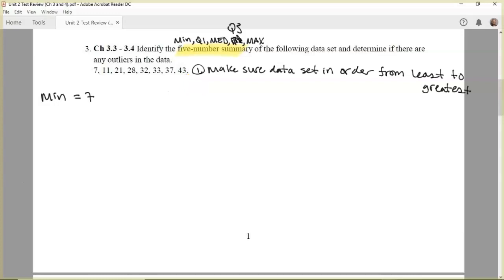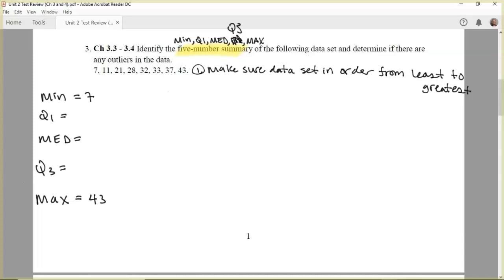In order to do that, we have to make sure that our data set is in order from least to greatest. And more or less, this is already in order for us, so we don't have to worry about that. After it's in order from least to greatest, we can look at what the minimum value is. That's really easy to identify. It's 7, right? It's the smallest number in the data set. The Q1 we have to wait to find, the median we'll wait to find, the Q3 we'll wait, and the max we know is 43.